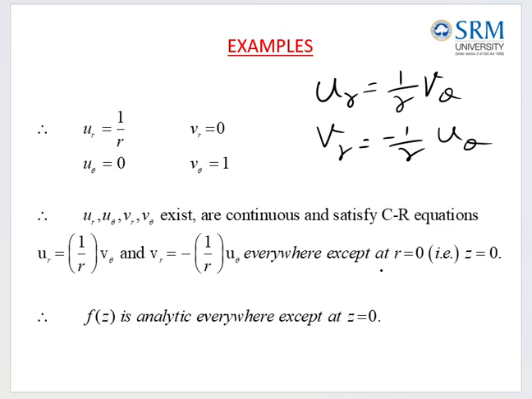So I can conclude this function f of z is equal to log z is analytic everywhere except where r is equal to 0. Except r is equal to 0 means except at z equal to 0. When r is 0, z will be 0 because z is r e power i theta. So z is 0 means except at the origin, the function is analytic everywhere.